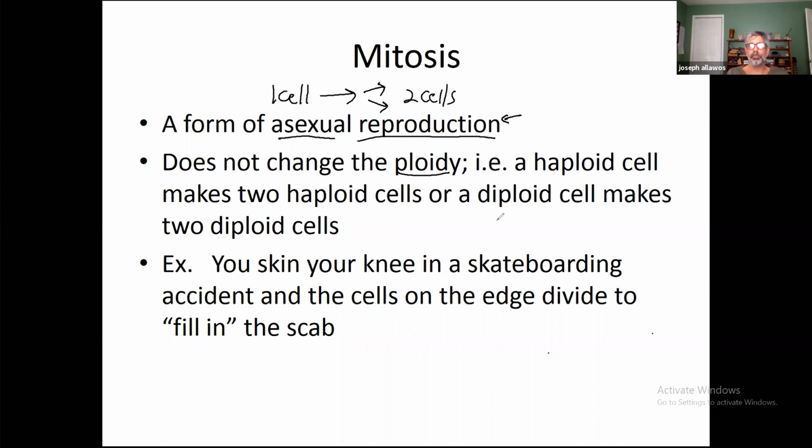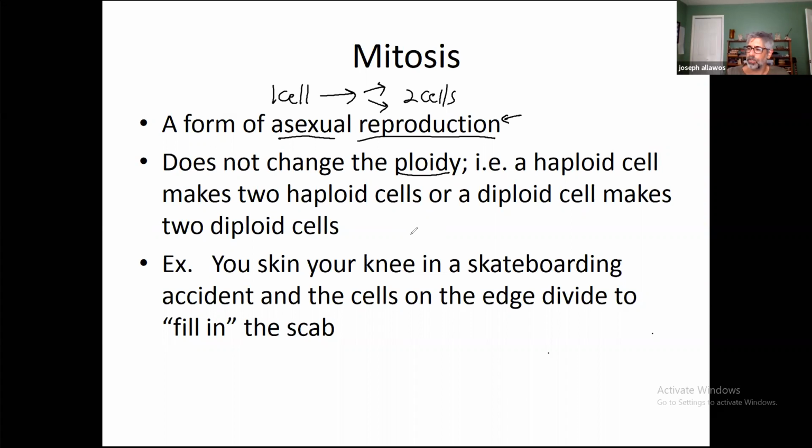Okay. What's the point of it? It's just to make more cells. You know, we all started out as one cell, right? And from that one cell, we have, depending on who you ask, 40, 60 billion cells in us. So here's an example. You skin your knee in a skateboarding accident and the cells on the edge divide to fill in the scab. That would be a really good example of mitosis.